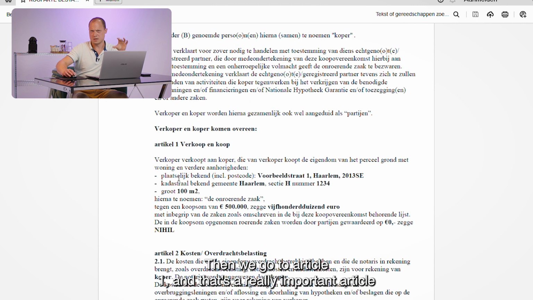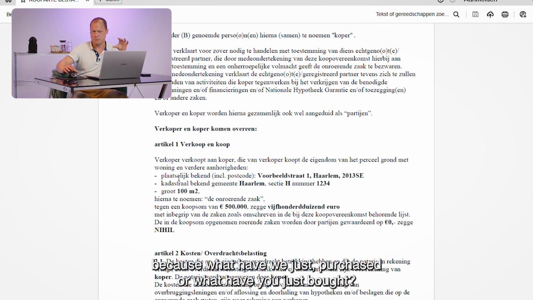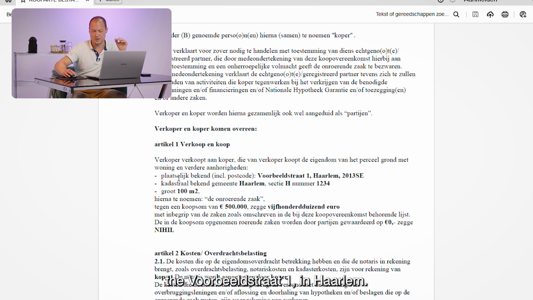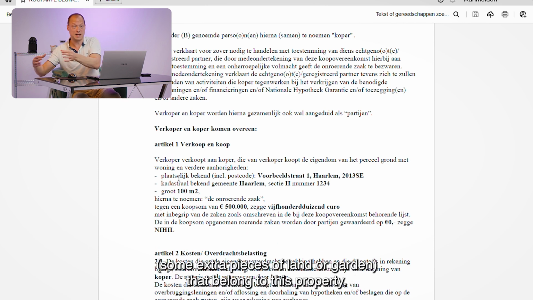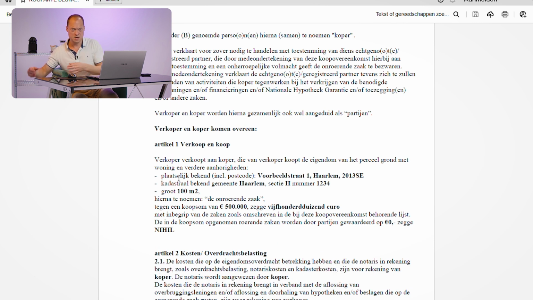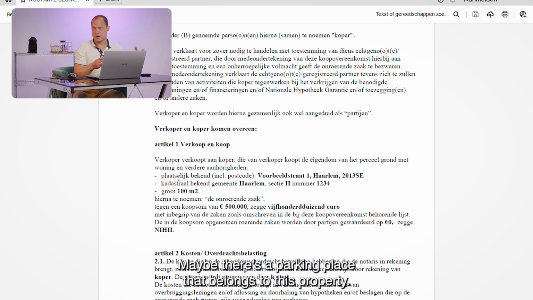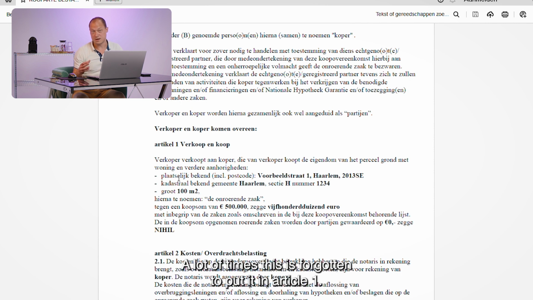Then we go to Article 1, and that's a really important article because what have we just purchased or what have we just bought? In this example, we have sold the Voorbeeldstraat number 1 in Haarlem. But that's very important because a lot of mistakes are being made that there's more that belongs to this property. Maybe there are some extra plots, some extra pieces of land or garden that belong to this property. Maybe there's a garage box, maybe there's a parking place that belongs to this property. A lot of times this is forgotten to put it in Article 1. So make sure you really double check that.